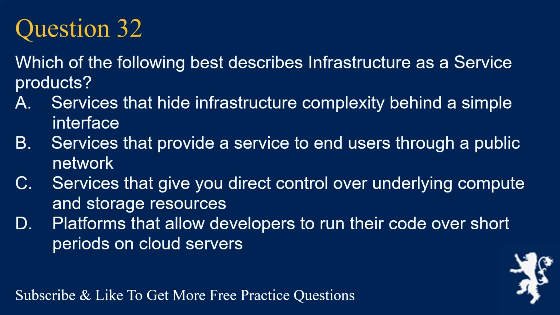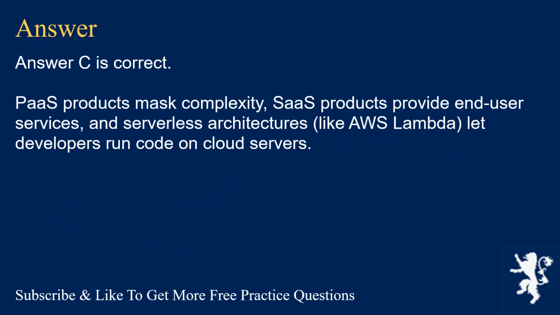Question 32. Which of the following best describes infrastructure as a service products? A. Services that hide infrastructure complexity behind a simple interface. B. Services that provide a service to end users through a public network. C. Services that give you direct control over underlying compute and storage resources. D. Platforms that allow developers to run their code over short periods on cloud servers. Answer C is correct. PaaS products mask complexity.